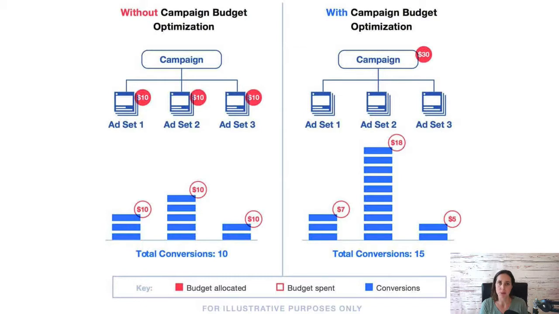With my example from before CBO, you're saying I want $10 for each ad set, and Facebook will spend that money as per the budget for the ad set. With CBO, you assign a budget of $30, and then it might spend more money on one, as per this screenshot: $18 versus $5 and $7 in the other ad sets. It's going to do so according to where your results are coming from. It's going to spend more where you're apparently doing better, so they say.